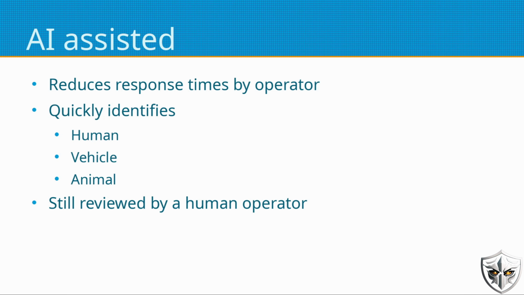When we add the AI assistance, you're not removing the human, but you are reducing the response time by operators because you can quickly identify, is it a human, is it a vehicle, is it an animal? Even though it's going to still be reviewed by a human operator, they're giving extra information that helps them to review it quicker, which again is going to improve their response time and, when appropriate, the response time of any emergency or first responders.